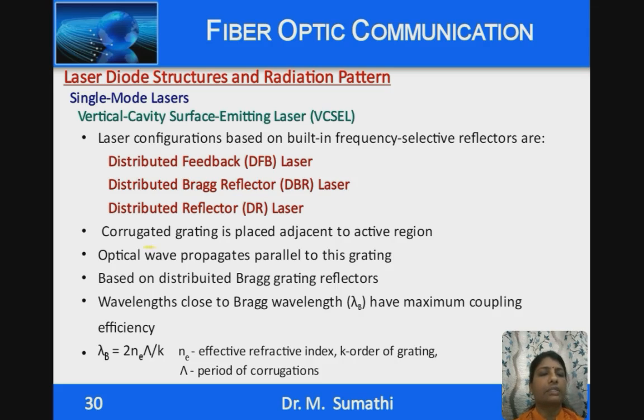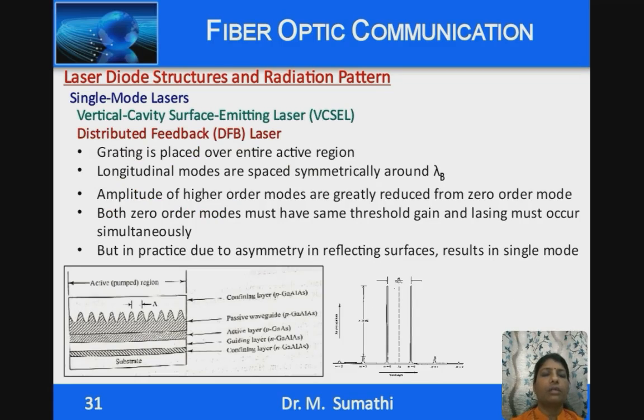This grating is placed adjacent to the active region and the wavelengths close to the Bragg wavelength have the maximum coupling efficiency, and the Bragg grating depends on the period of corrugations, the order of grating and the effective refractive index. So, the first method of providing feedback is the distributed feedback grating, where the grating is placed along the entire length of the cavity just above the PN junction active layer.